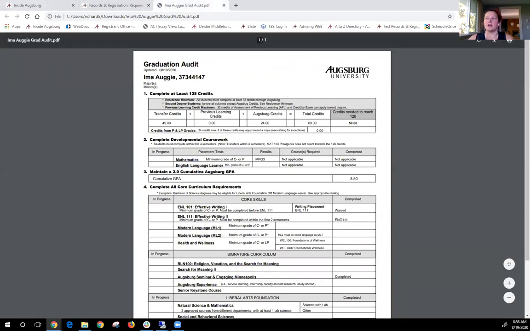In order to graduate, all students must complete at least 128 credits. And this document shows the total credits completed as well as the number of credits still needed to reach the graduation minimum.